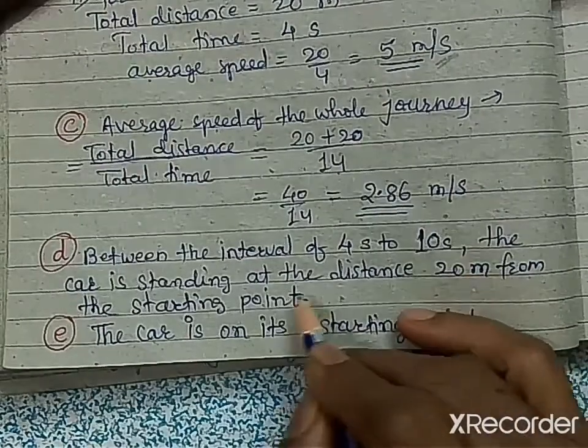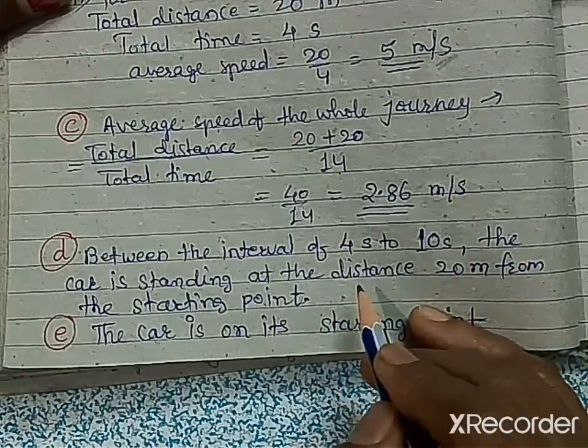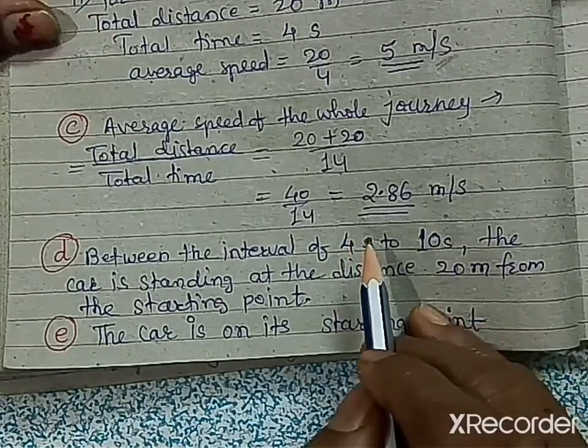Then the next question is to find out the place, or where is the car between the interval 4 second to 10 second. We have to find out the place of the car between the interval of 4 second to 10 second.